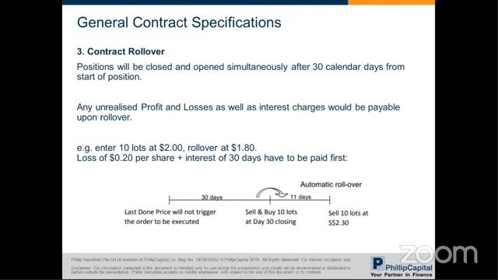For this case, our contract usually runs 30 calendar days after the start of the position. So at the end of day 30, we'll do a simultaneous closing of the old contract and create a new contract for you to continue your long or short position. Any unrealized P&L as well as interest charge for the 30 days will be payable. So we'll deduct from your funds, and if you don't have sufficient cash in certain currencies, interest may be generated. So it's very important that near the 30 days, you take a look to see how much is the cost of holding it, and from there you can make your payment.